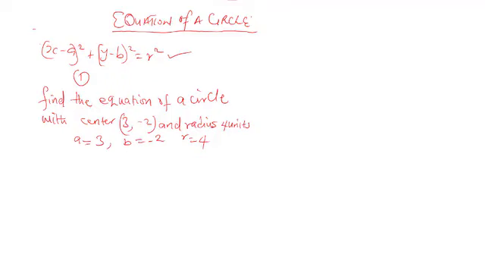So it now becomes x minus 3 all squared plus y minus minus 2, which equals r squared. So with this, we have x minus 3 all squared plus y. You know, when you have minus times minus, it becomes plus. So you now have y plus 2 all squared equals 4 squared.